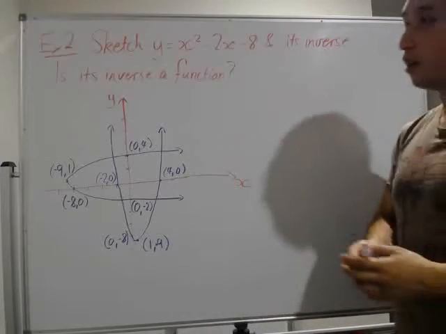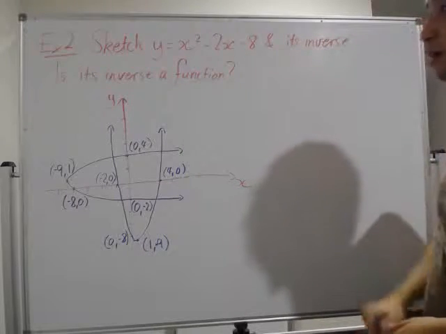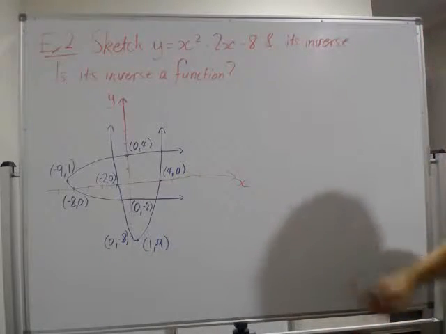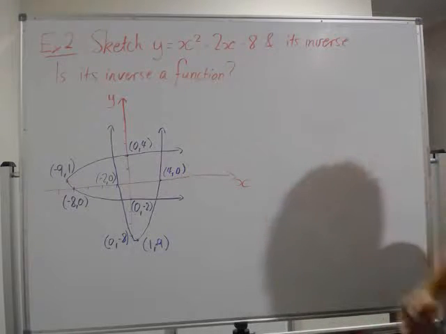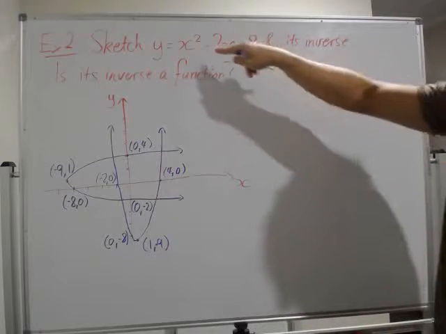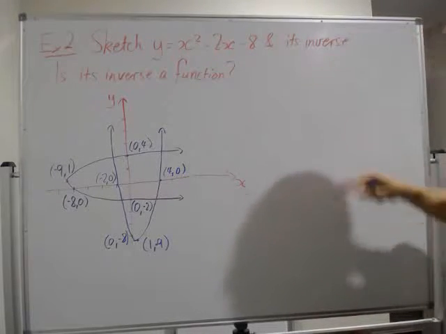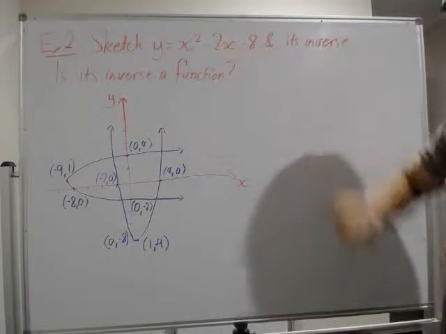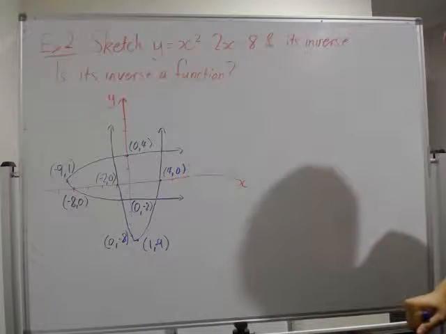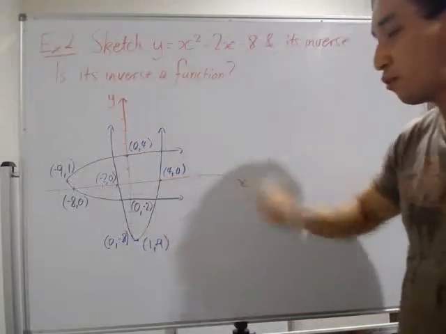In this example over here, we'll be sketching the graph of y is equal to x squared minus 2x minus 8 and its inverse, both on a set of axes. Now we want to ask ourselves, is this inverse a function? First of all, if we were to just draw y is equal to this parabola over here and the inverse, I assume that parabolic functions aren't too much of a hassle now. So I'm just going to leave you with the parabola over here, the positive parabola.